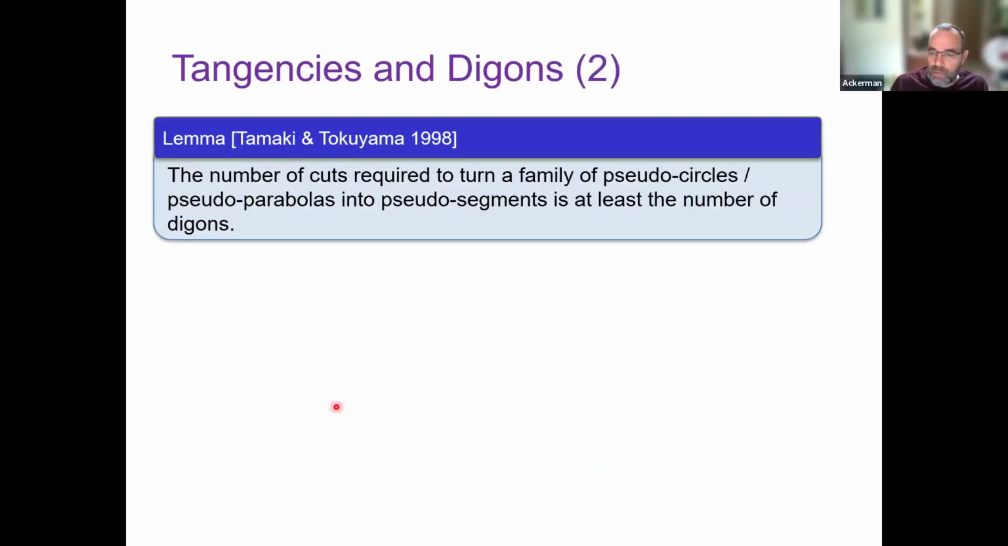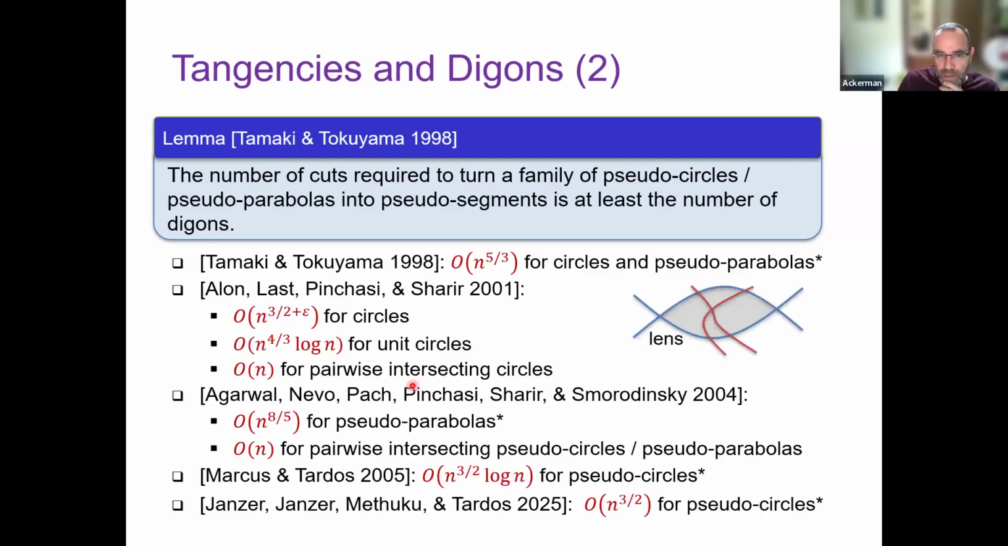counting or bounding the number of digons. One reason is that if you want to turn a family of 2-intersecting curves into 1-intersecting curves by cutting some of the curves, and you want to use as few cuts as possible, then the lower bound is the number of digons. So people have studied this problem. To be honest, they were more interested in the number of non-overlapping lenses, which are this creature over here, which I will not define, but also in the number of digons.